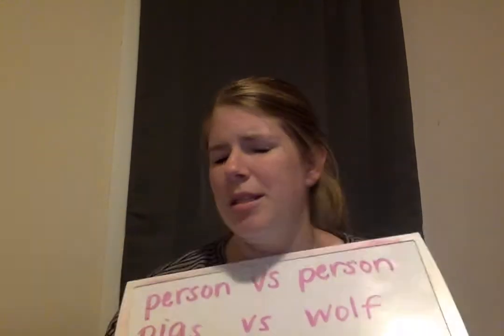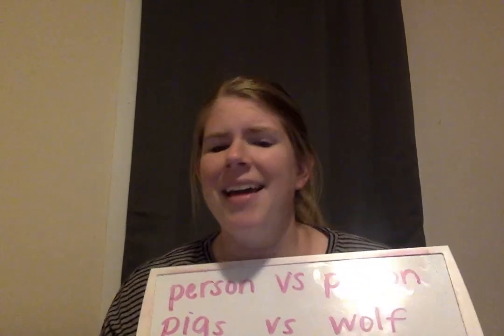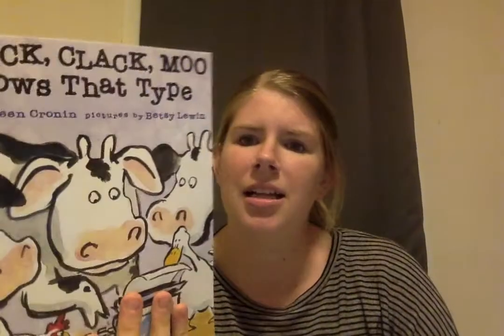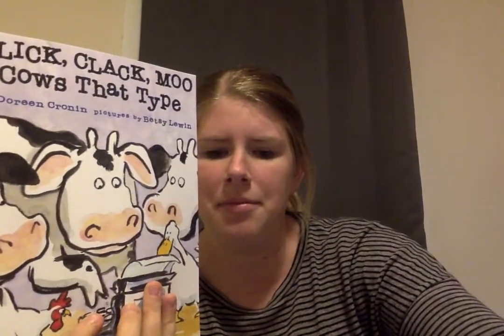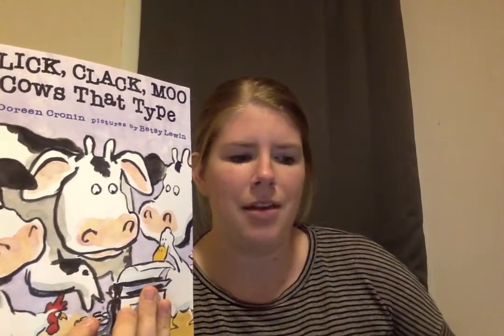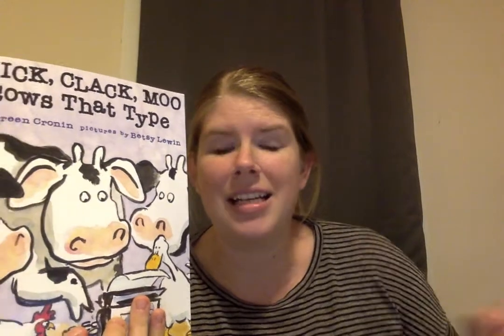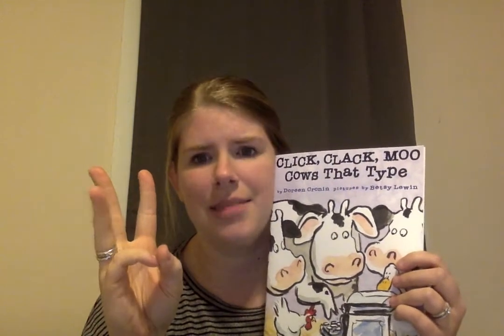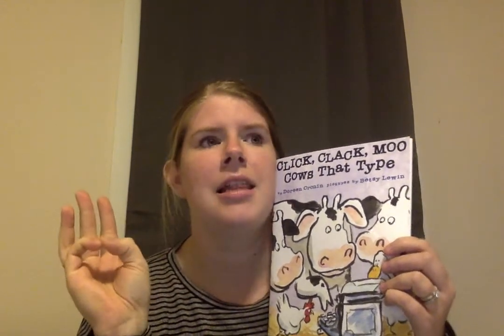All right. So in The Three Little Pigs, person versus person, we have the pigs versus the wolf. The wolf always wants to blow down the pigs' houses. That is the conflict. Now, what is the conflict in Click Clack Moo, Cows That Type? Let's think about who the characters are. I remember a lot of us giving great ideas. We have Farmer Brown, we have the cows, we have the chickens. Where are they? The hens. The cows, the hens, the duck, and then all the other farm animals.